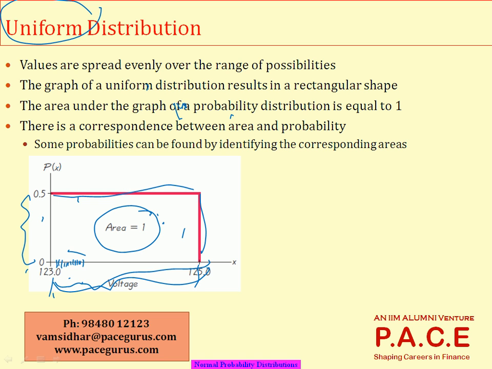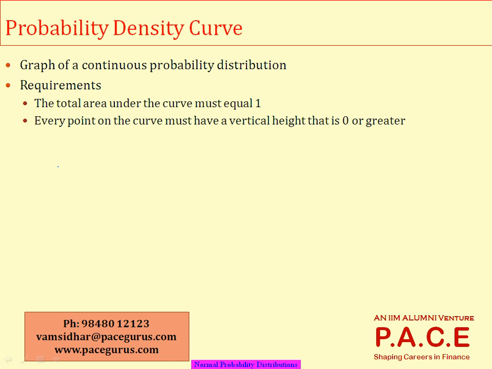The area under the probability density function is equal to 1, right? So let's use that concept further even for other distributions also. Whenever we use the word probability density function, or the graph of all the probabilities for different possible values of the random variable, we are calling it a probability density curve.